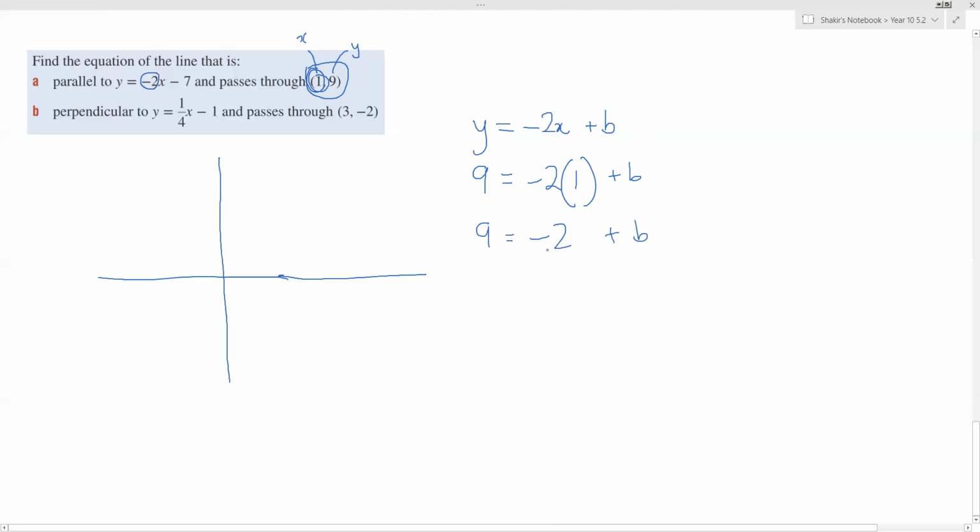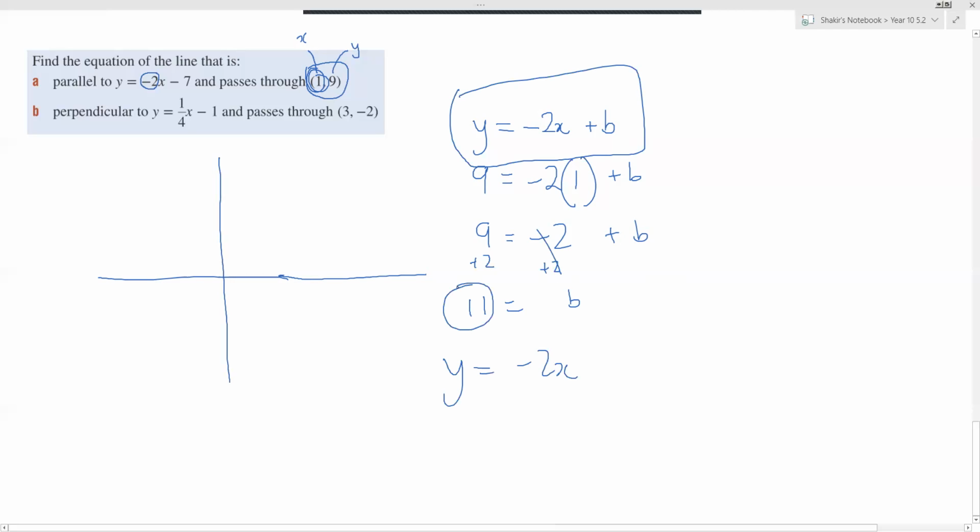And now you have minus 2 on this side. To get rid of it, because we want b by itself, we want to know what b is equal to, I can add 2 to both sides. I can add 2 here and add 2 here. Minus 2 plus 2 is going to cancel out. And you have 9 plus 2, which is 11, equals b. So the equation of my line is y equals negative 2x plus 11. And I'm done.